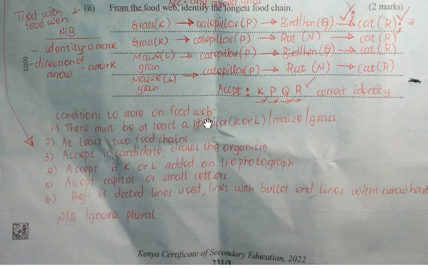Then conditions to score on the construction of the food web: there must be at least a producer, which we said is K or L, that is grass or maize. Then at least two food chains in order to score. We accept if the candidate draws the organism. Then small letters or capital letters are accepted. The use of dotted lines is not accepted, or lines with bullet ends, not accepted. Lines without arrowheads are not accepted.